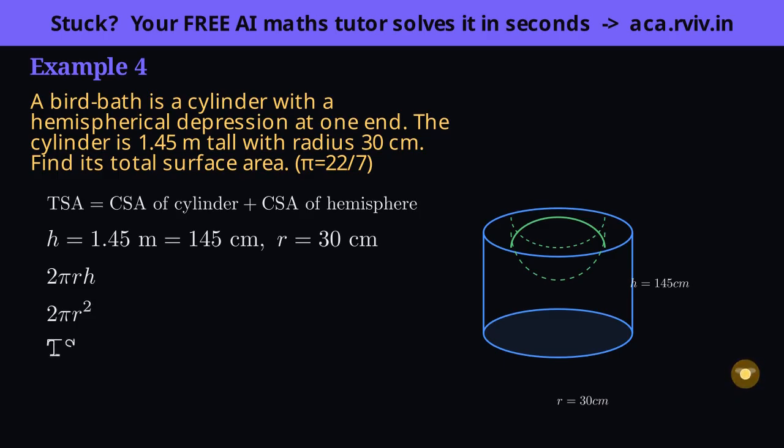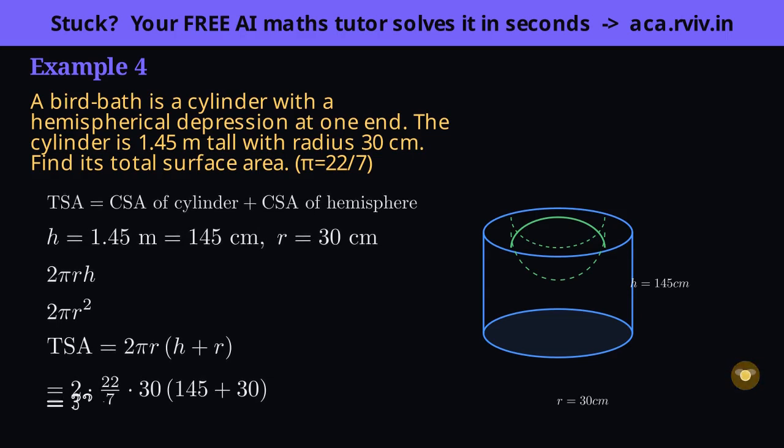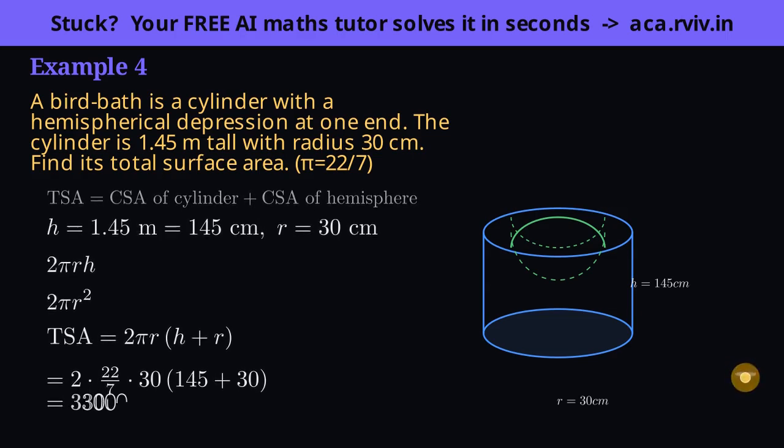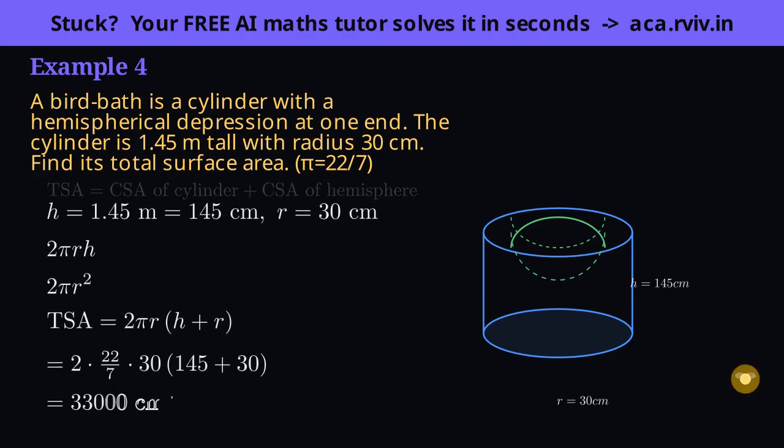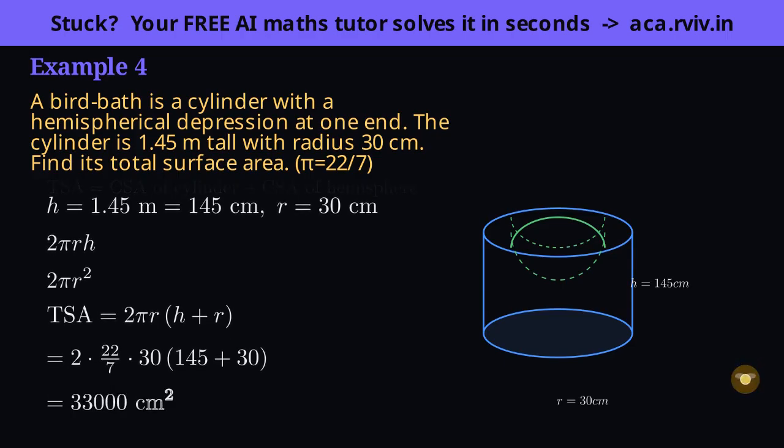Add the wall and the ball, and since both carry 2πr we can factor it out, leaving simply h plus r inside the bracket. Cleaner to compute, harder to slip. Substitute π as 22/7, radius 30, and h plus r as 145 plus 30. Multiply it all out and we get 33,000 square centimeters. A big number, because it's in the small unit of square centimeters.